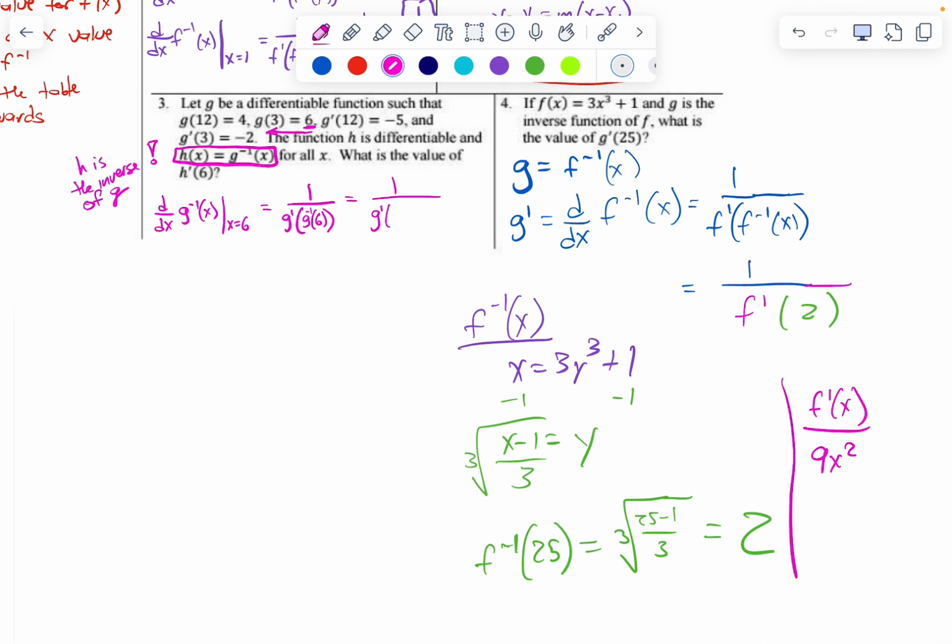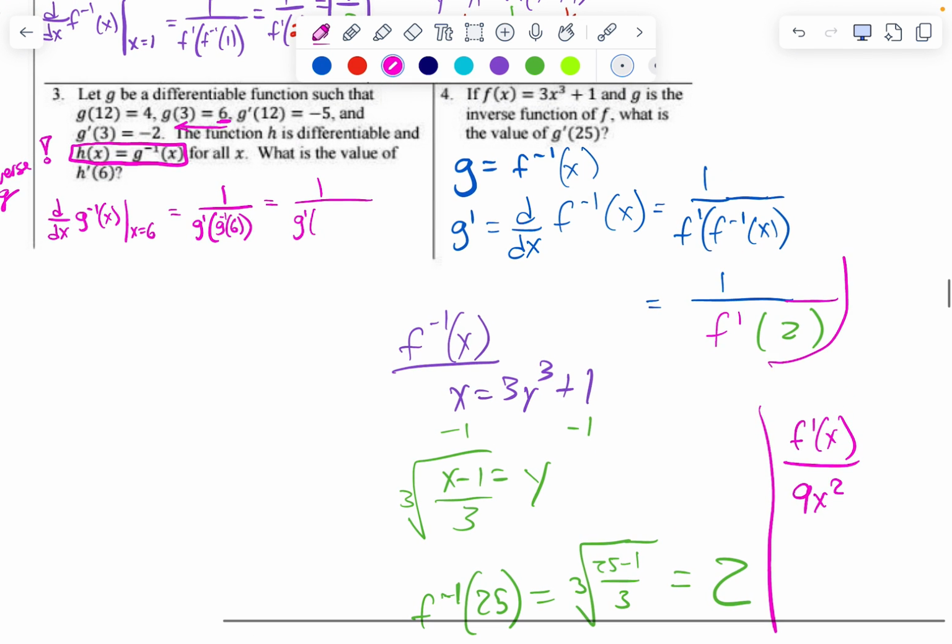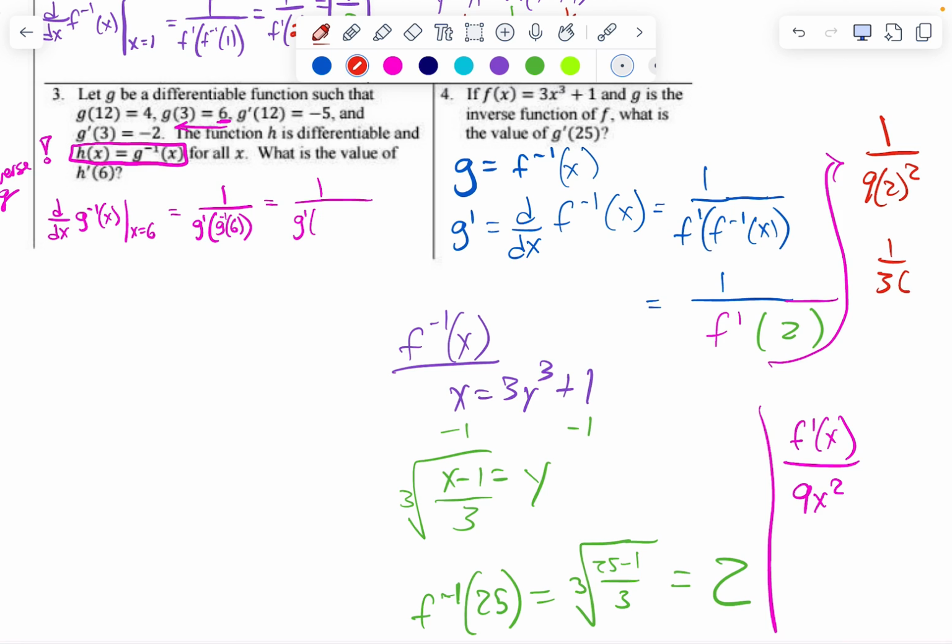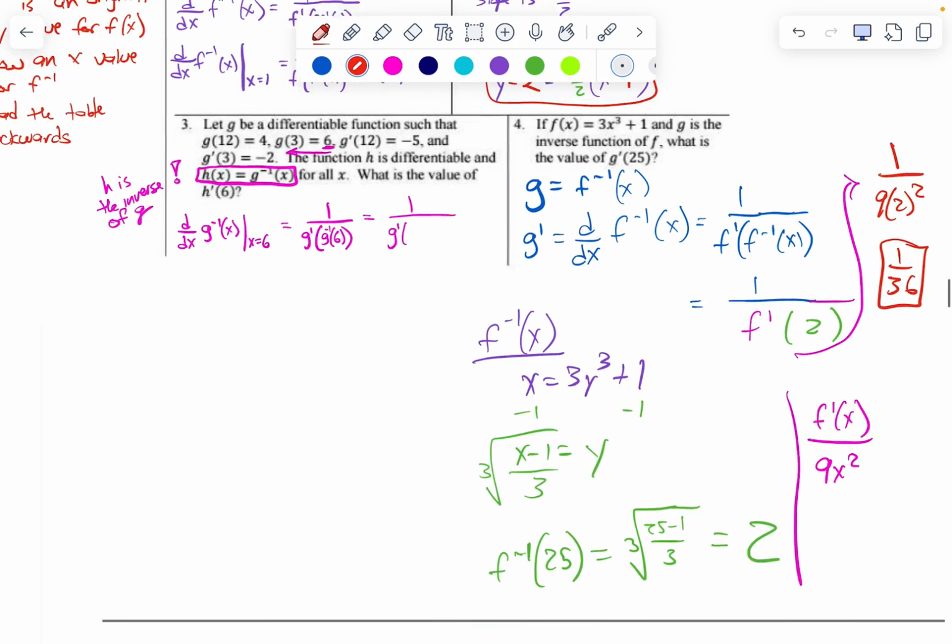I'm running out of room, so I'm going to go right up here, and we're going to say 1 over. Do you see at this point why it's so easy to lose the 1 over? Because we've had to do a lot of other work. Right? And it's like, oh, shoot. So that's why I say set up the structure first. So this is 1 over 9 times 2 squared, which is 1/36. Sorry, I kind of got it off the screen there.